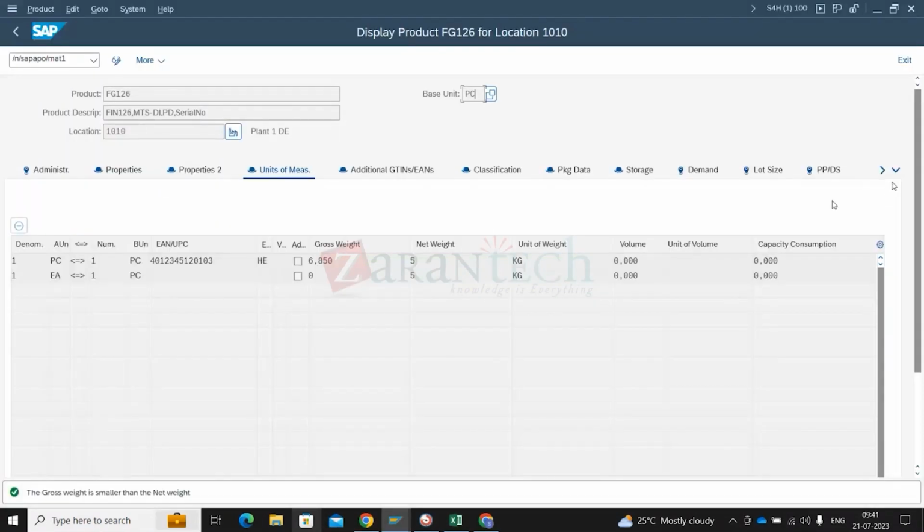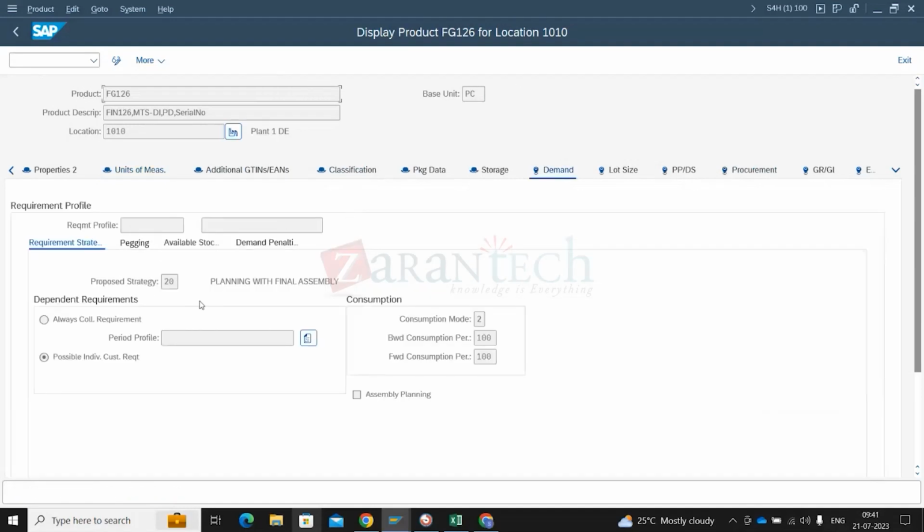Okay, fine. Now let me go to another important tab, the demand tab. I'm skipping it for now because our next module, module 2, is dedicated to this, and this governs your make to order, make to stock strategy. So I'll skip it for now. Only this requirement pegging, availability, and demand penalties. However, I want to spend some time on the consumption part here. This part I'm not skipping. I'm just keeping the other side aside temporarily, because it is coming soon.